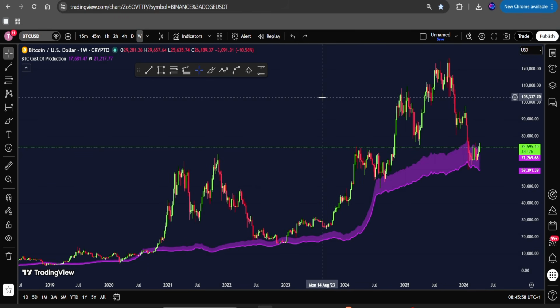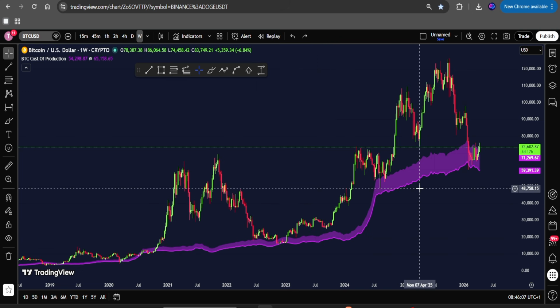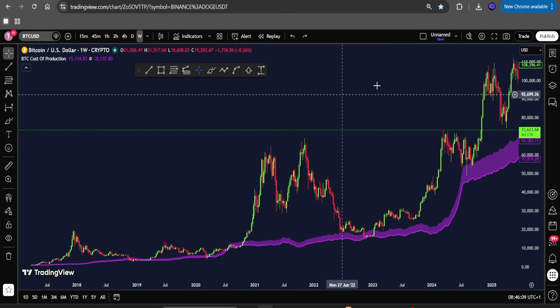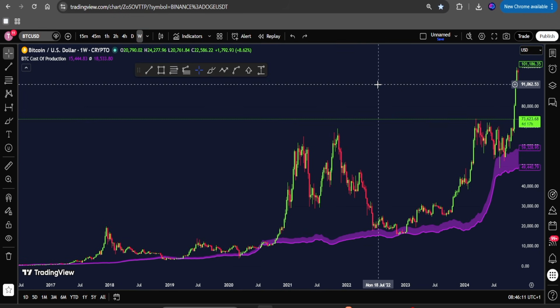Welcome to today's update. In this video, we are going to be looking at the microstructure of BTC, comparing the previous bear market to the current bear market we are in, by using this cost of production indicator. We are going to be looking at how this indicator has predicted every bottom of the BTC bear market.